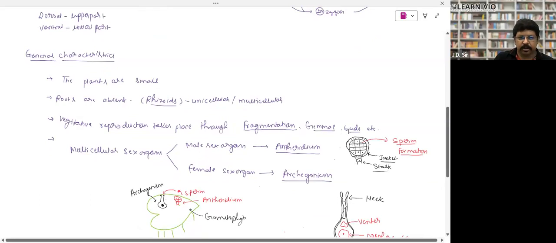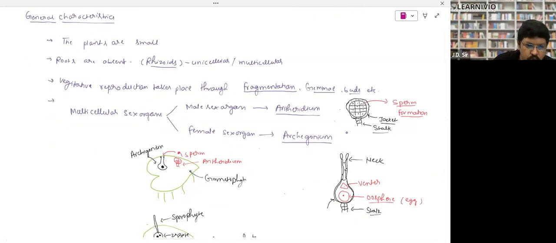General characteristics: plants are small. Roots are absent, so rhizoids are there. Very, very important question: rhizoids can be unicellular or multicellular. That question has been asked. So rhizoids of bryophytes can be unicellular only, unicellular and multicellular both, multicellular only, or none of the above.